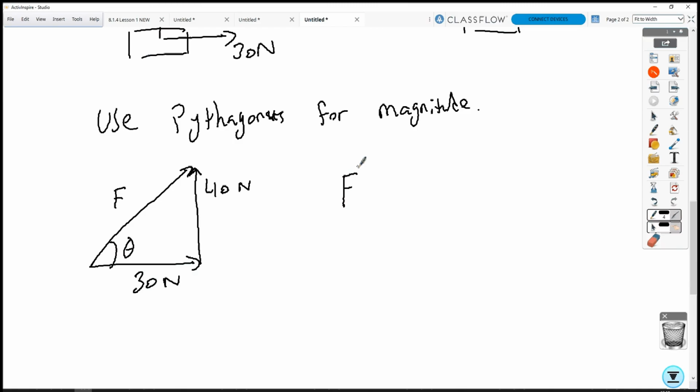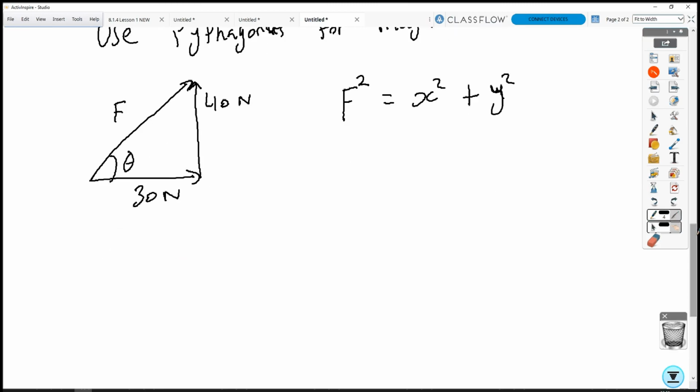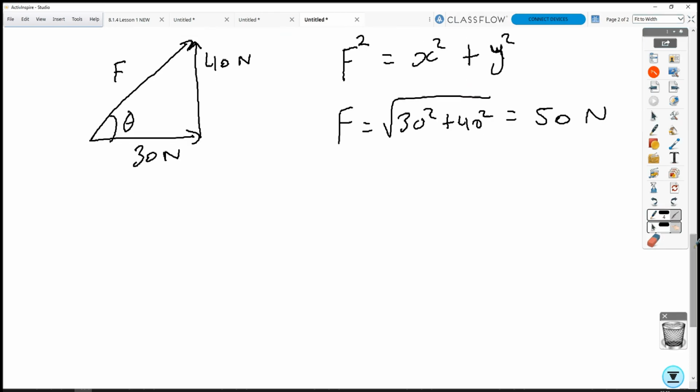So, Pythagoras' theorem, F squared is equal to x squared plus y squared. And if you did it for this case, you get the square root of 30 squared plus 40 squared is equal to F. And that just equals 50 newtons. Then to get the angle, which gives you the direction, you're going to use trigonometry.